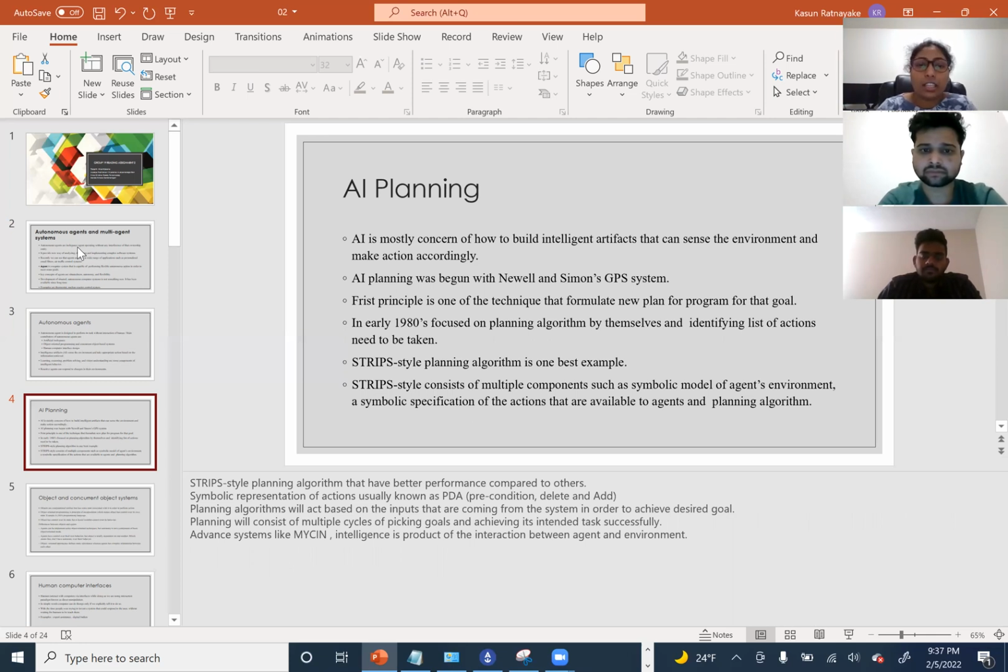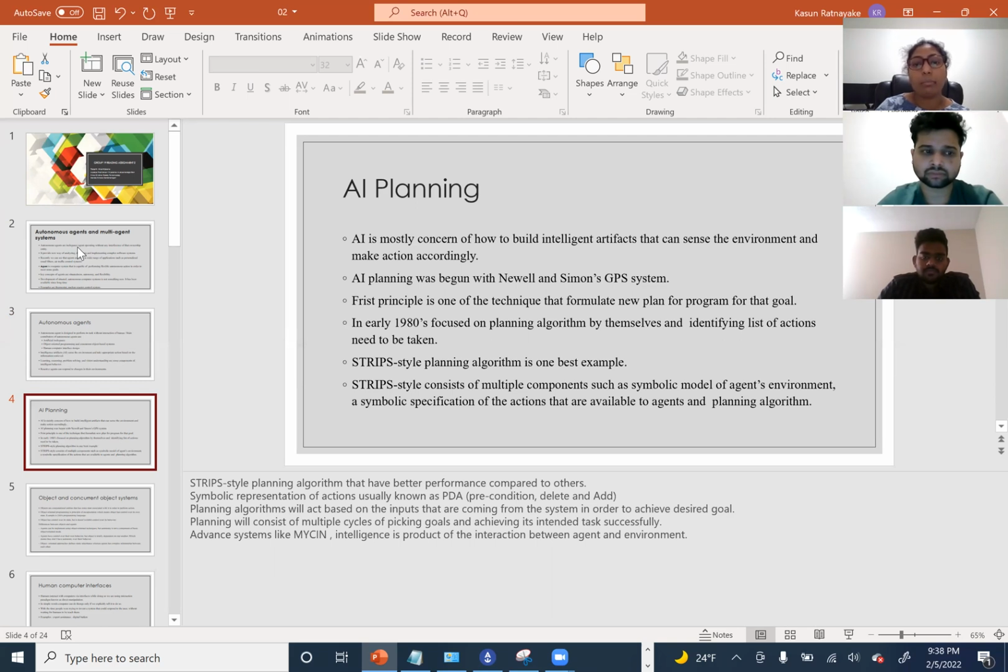AI planning is not really a new thing. It was introduced a long time back with Newell and Simon's GPS system. That was the first time AI planning was introduced. There's also a concept called first principles. It is one of the techniques that formulate new plans for the program to define a goal and fulfill the task.